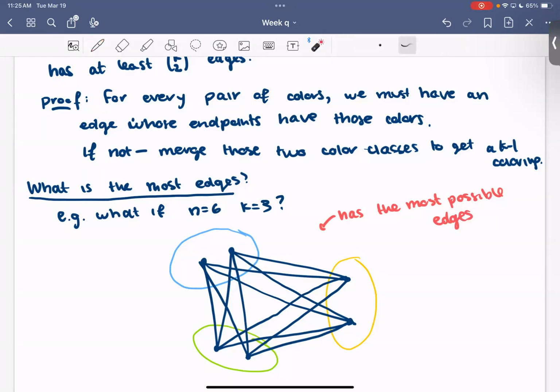And you can think about, I feel like we've done arguments like this before, what if I moved this vertex out of the yellow class and into the blue class? I keep the same number of edges to the green vertices, but I lose these 2 edges and only gain 1 edge. So that would decrease the number. This is a very loose argument, but distributing the vertices equally into the color classes is going to optimize the number of edges.